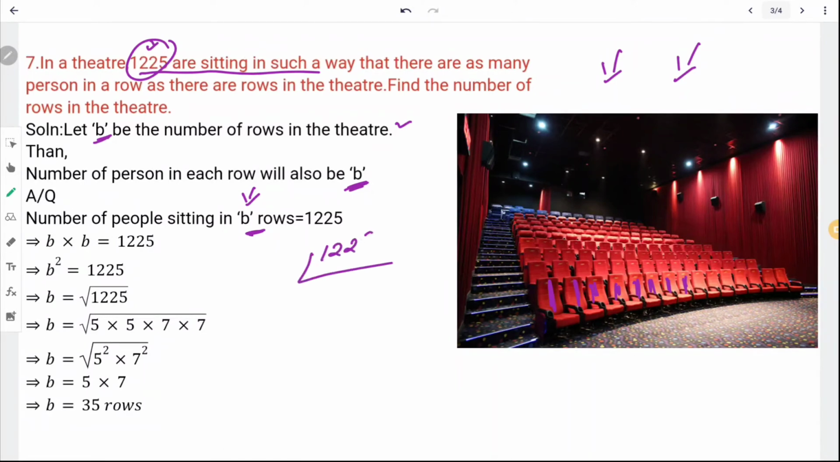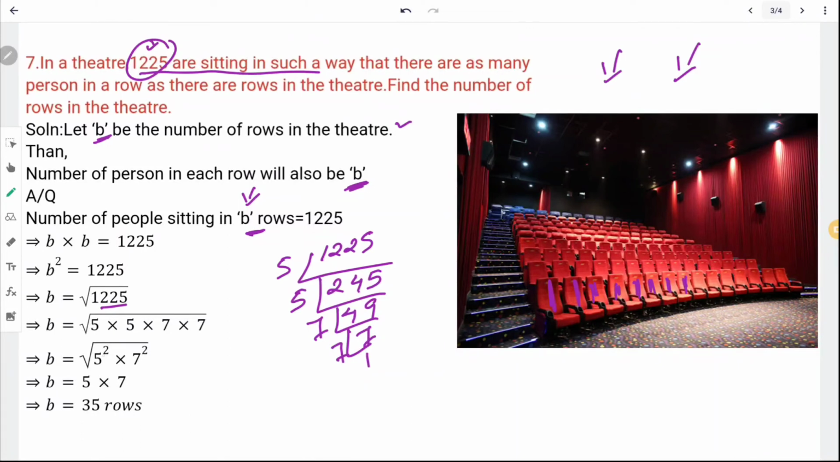1 2 2 5. Let's start with 5. 5 2s are 10, 5 4s are 20, 5 5s are 25. Again 5 4s are 20, then 5 9s are 45. Then 7 7s are 49, and 7 one time. So the factors of 1225 are 5 into 5 into 7 into 7.